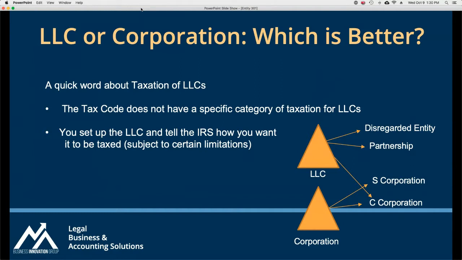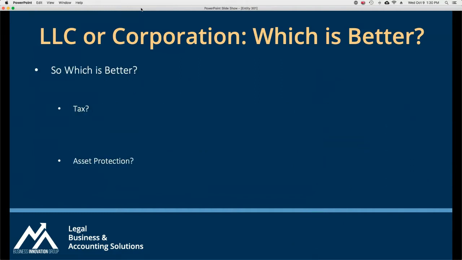So with that, going back to the ultimate question here, LLC or corporation, which one's better? From a tax standpoint, it's actually kind of a non sequitur question because an LLC can be a corporation, right? And so really, which is better? The question is, do you want to be a corporation or do you want to be a partnership, or do you want to be a corporation or do you want to be a sole proprietor? The question actually doesn't really apply to the tax scenario.